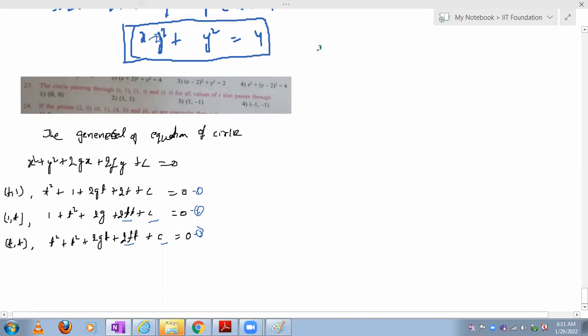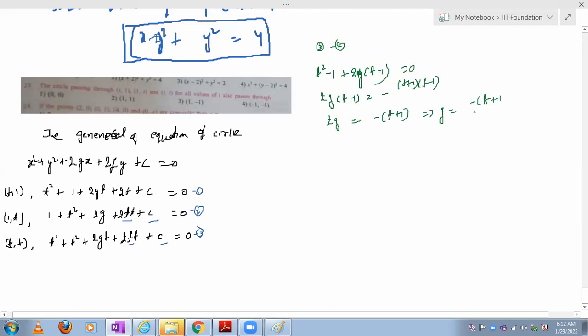Third minus second: t square minus 1 plus 2g into (t minus 1) is equal to 0. Then 2g into (t minus 1) is equal to minus of (t plus 1) into (t minus 1). So 2g is equal to minus of (t plus 1), so g is equal to minus (t plus 1) divided by 2. That is the g you will get.